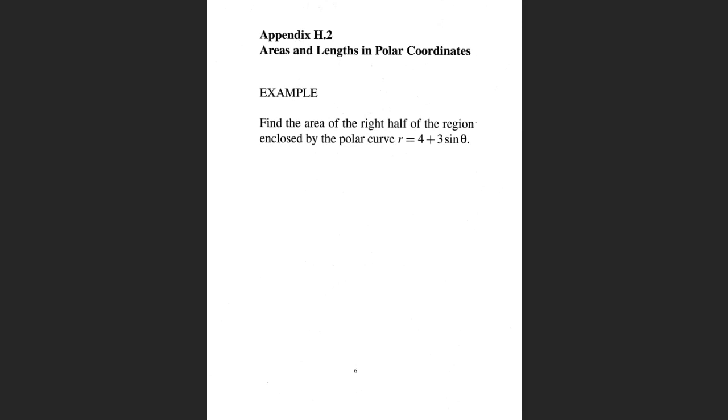Okay, so what we want to do is find the area of the right half of the region enclosed by this polar curve r equals 4 plus 3 times the sine of theta. So if we were to approach this problem, what's the first thing that we should do? What would you recommend that we do first for this problem?